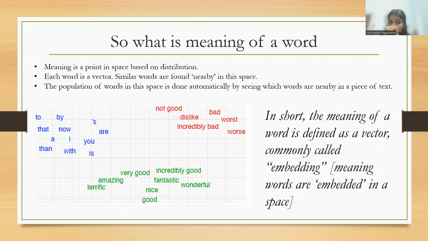Similar words will cluster. Exactly, that's it. So similar words are clustered together. Words such as very good, incredibly good, fantastic, wonderful, nice are together. Not good, dislike, incredibly bad, bad, worse and worst are together. Then to, by, that, than, with, you, are are together too. So one thing you will see is that you'll find similar words nearby in this space.